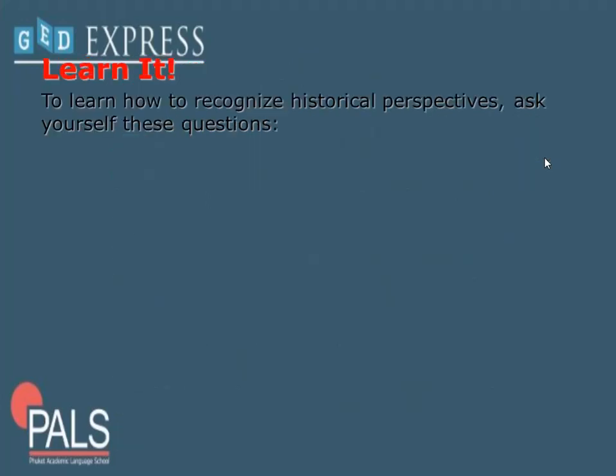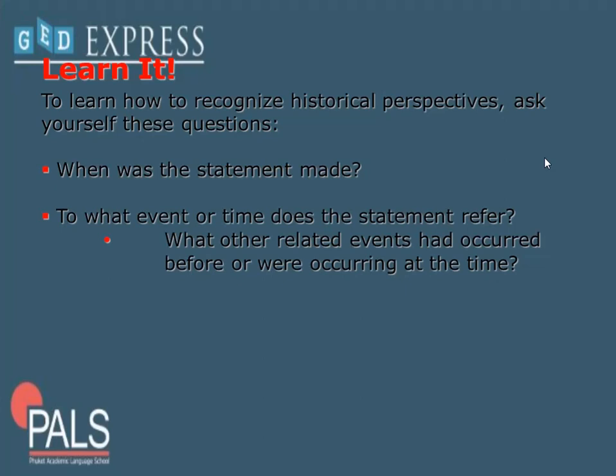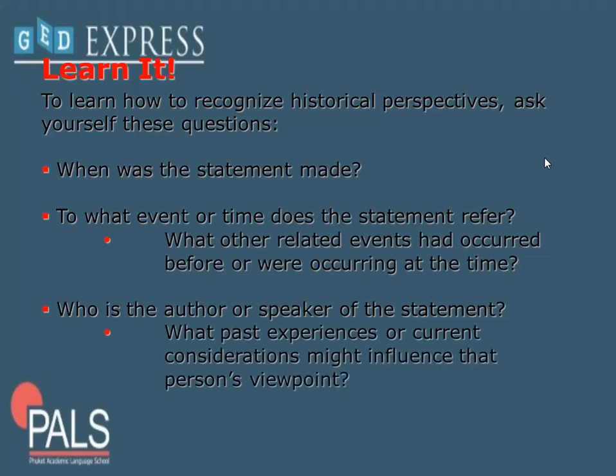Now, to learn how to recognize historical perspectives, try to ask yourself these questions. When was the statement made? This is the first thing that you will try to ask after reading the statement. To what event or time does this statement refer? What other related events had occurred before or were occurring at that time? Also, who is the author or speaker of the statement? What past experiences or considerations might influence that person's viewpoint?